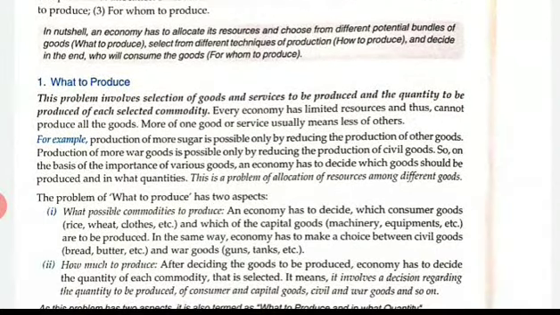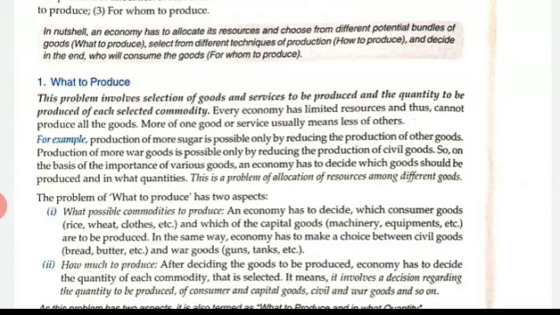This problem basically involves the selection of goods and services to be produced and the quantity to be produced of each selected commodity, because as you all know, there is scarcity, isn't it? There is a limitation, and human beings have unlimited desires. If one desire is fulfilled, another will arise. So in this situation, not everything human beings desire can be produced, and because of that a decision has to be made about what to produce.